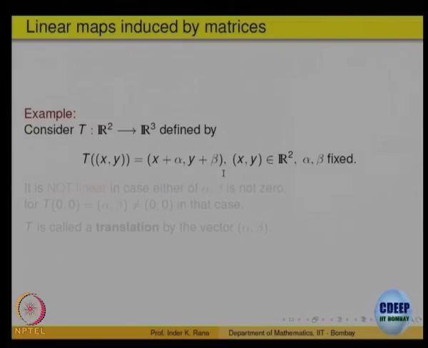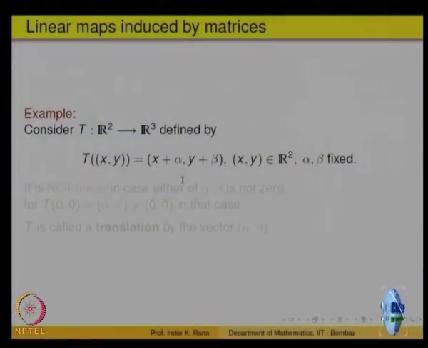Obviously, it is not linear, because if T is linear, T of 0 should be 0. If I put x equal to 0, y equal to 0, then it is alpha beta. So, alpha may be 0, beta may be 0, both may be 0, or one of them may be 0. If both are 0, then it is a linear transformation, but in that case you are doing nothing, it is an identity map, x y goes to x y. So, if either alpha or beta is not 0, then this is not linear, right. And what is this basically? This is a translation. You are taking a vector and just translating it by a fixed vector alpha comma beta.